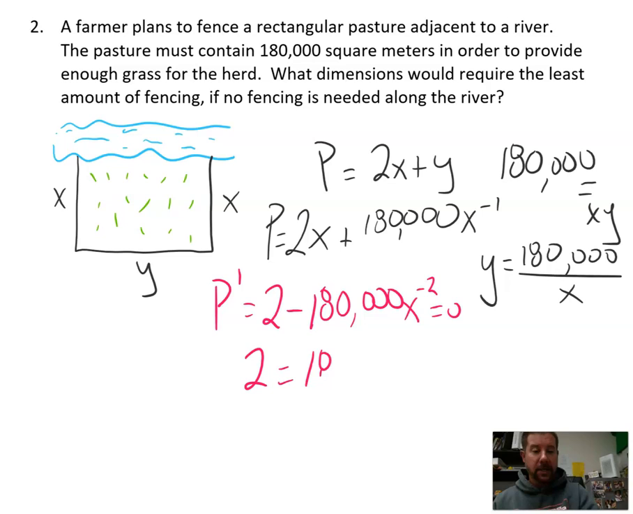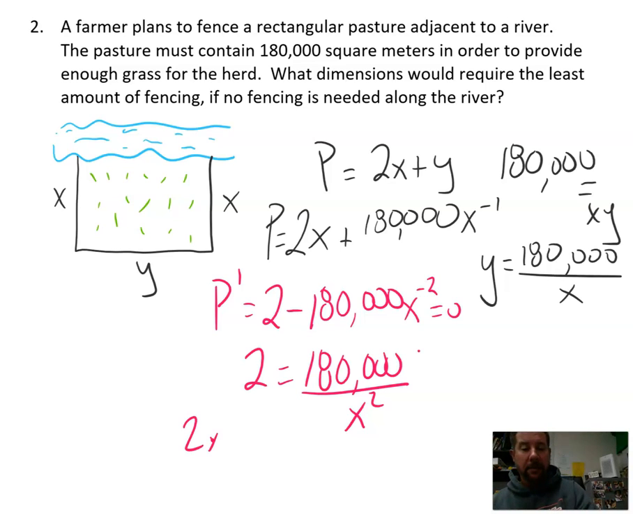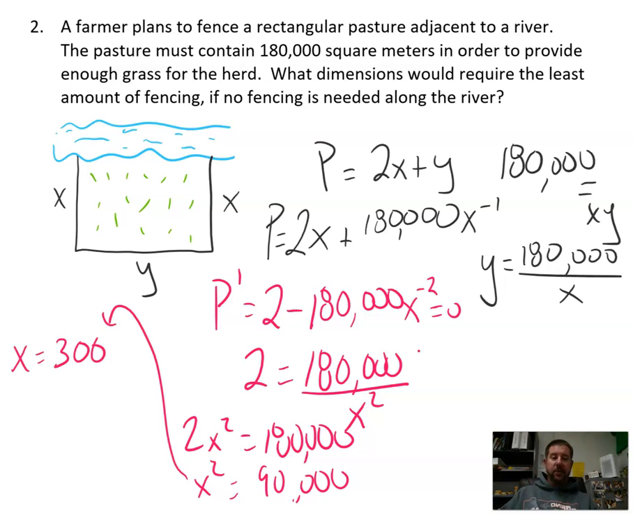So 2 equals 180,000 over x squared. If I add that term to both sides and rewrite it, or if I multiply it by x squared, 2x squared equals 180,000. Or divide everything by 2 and I get x squared equals 90,000. If I square root both sides, we get x equals 300. And now if I plug that back into my constraint, I'm going to get y equals 600.